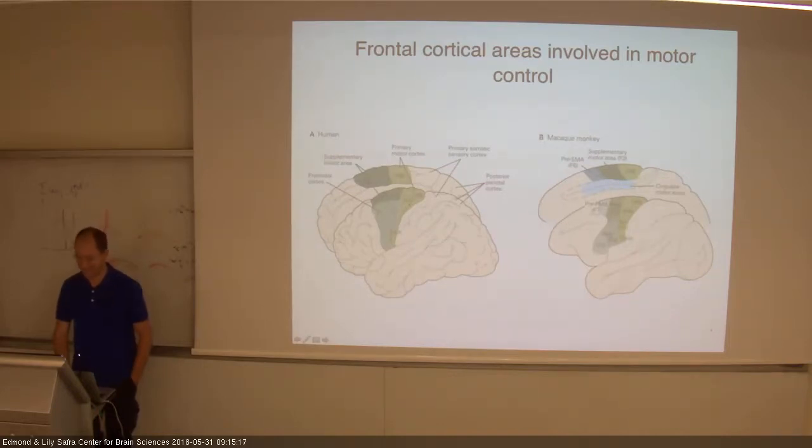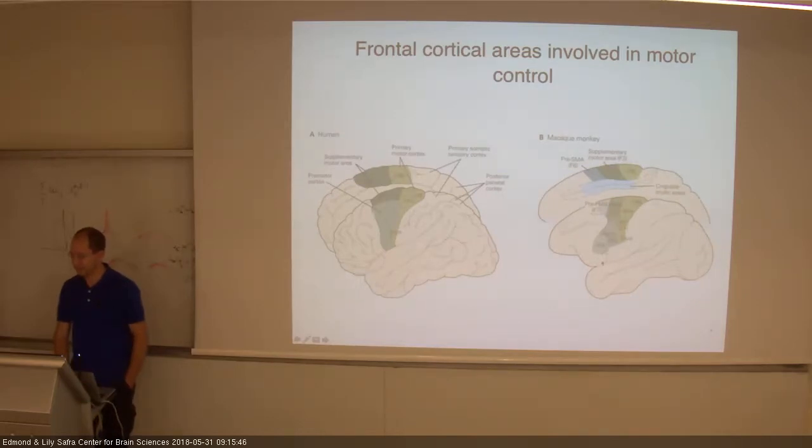This green is the primary motor cortex, also called M1. Here we have the premotor cortex, and the supplementary motor area, which you see in this dark green. This is in the human brain. The motor cortex, you see this is the central sulcus, and the motor cortex is just before it. What's on the other side? Exactly. And here you can see it in the monkey brain.